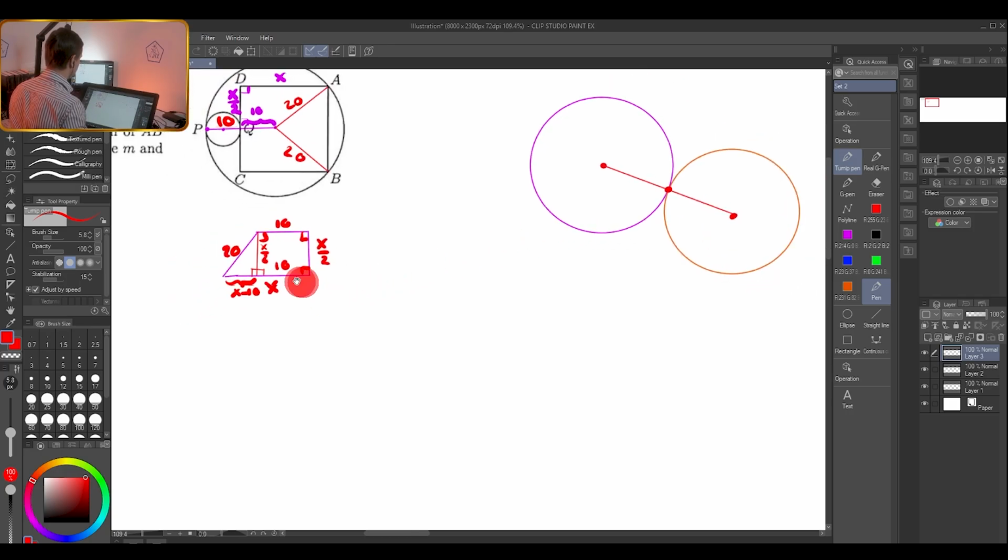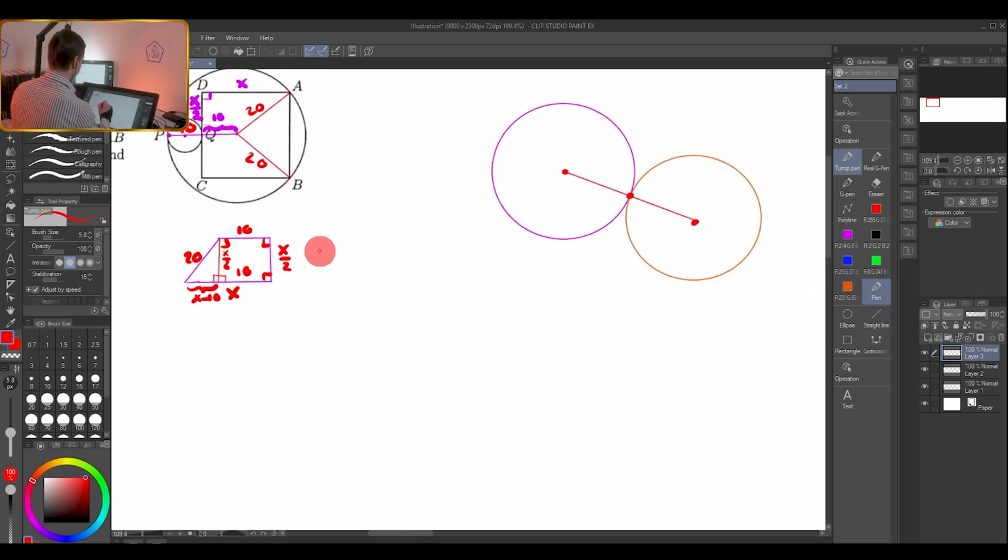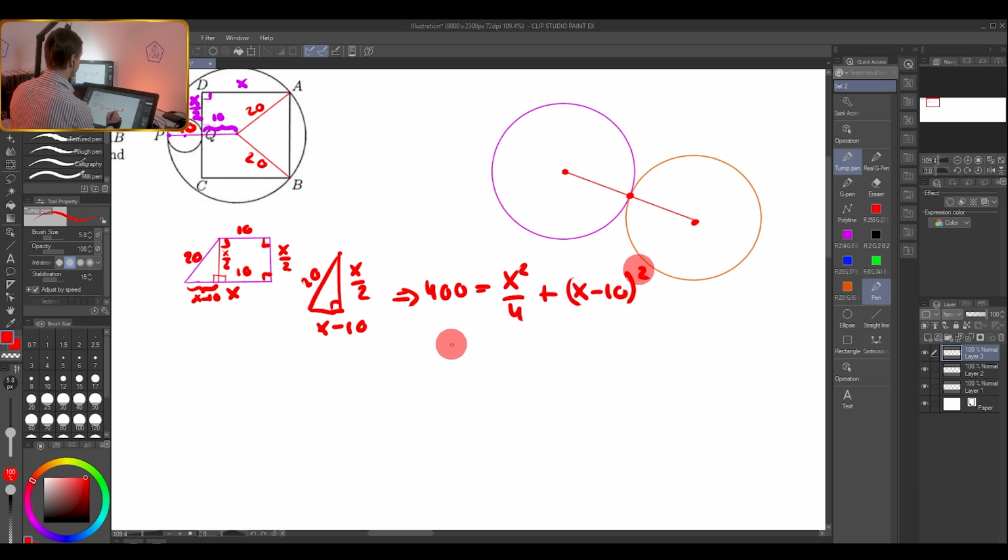So let's go a little bit farther from the picture, so we'll have a normal image. So we have this triangle, and this side is x over 2, this side is x minus 10, and this side is 20. We apply the Pythagorean theorem here. The square of the hypotenuse, which is 400, equals the square of this leg, x squared over 4, plus the square of this leg, x minus 10 squared. Well, let's solve this equation and we will find x, and it will be the end of the story, because x is the side of our square, and that's what we need to find.